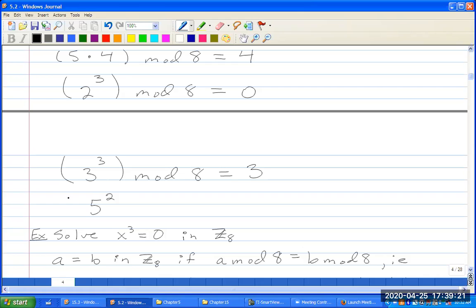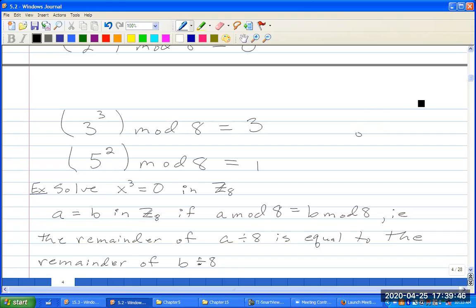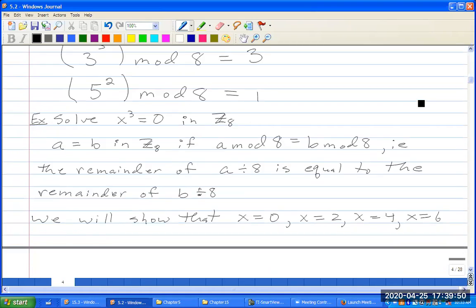Five squared is 25. 25 divided by 8 is 3 with a remainder of 1. And so 25 squared mod 8 is just 1. With that practice, let me do the following example.